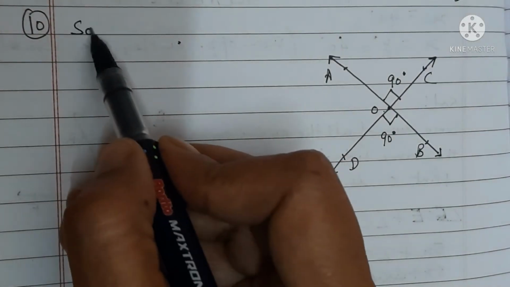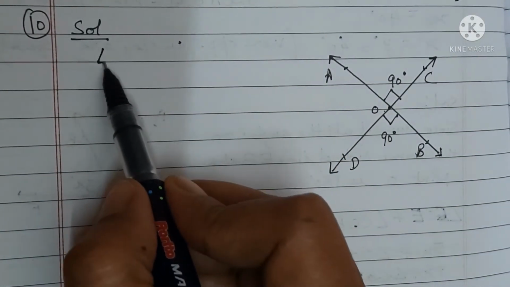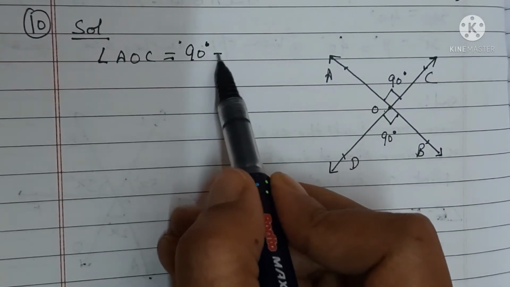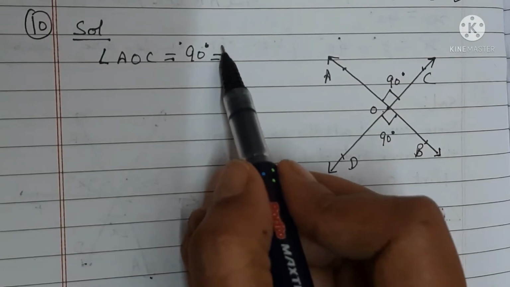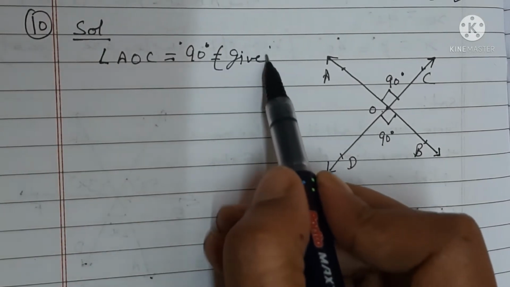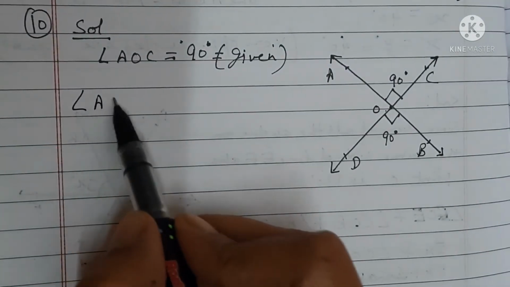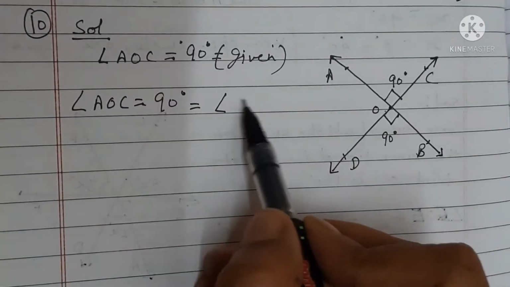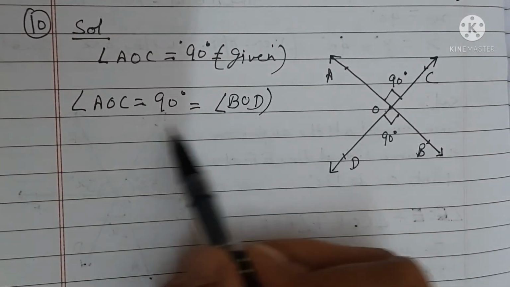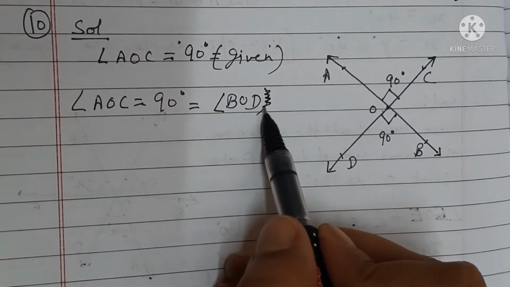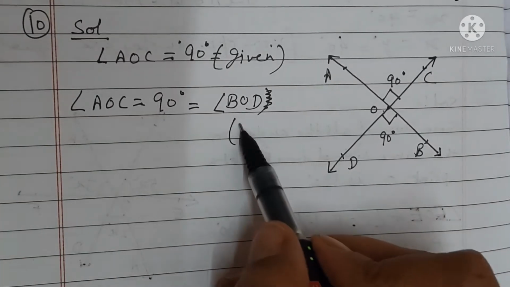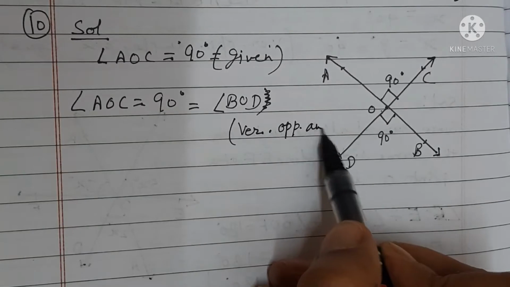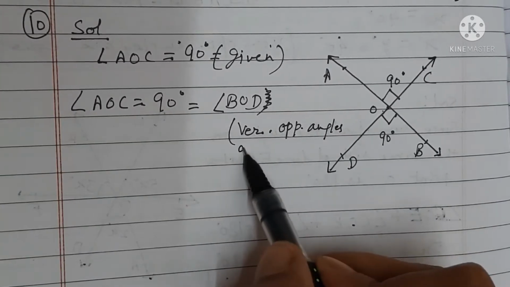Write the solution. Angle AOC is equal to 90 degrees, this is given, so write it as given. And angle AOC is equal to 90 degrees, which is equal to angle BOD. Here you can write: vertically opposite angles are equal.